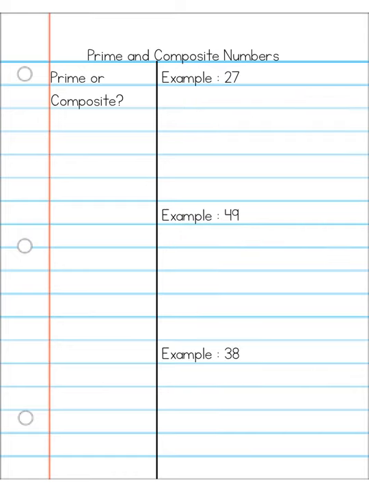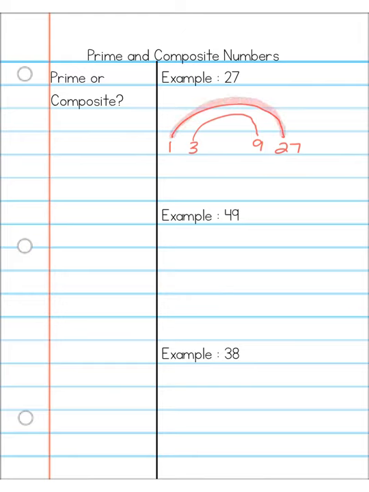Now I want you to try these numbers on your own: 27, 49, and 38. First, let's go over the number 27. For this one, I'll use a factor rainbow. So I know that I have 1 and 27. 27 is odd, so it's not divisible by 2. But 2 plus 7 is 9, and 9 can be divided by 3, so I know that 3 will go into it. And those are the only factors of 27.